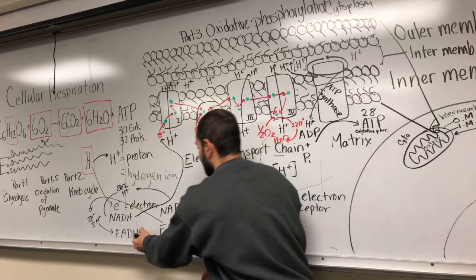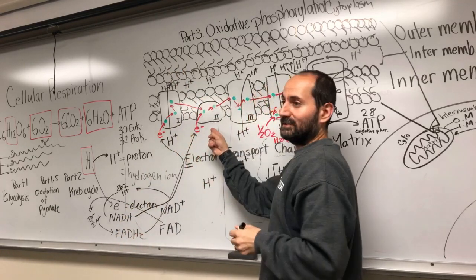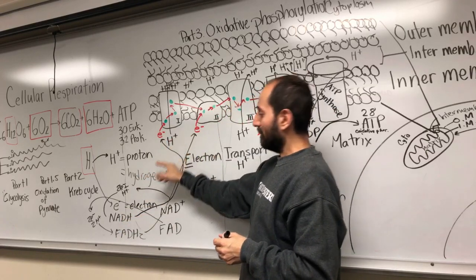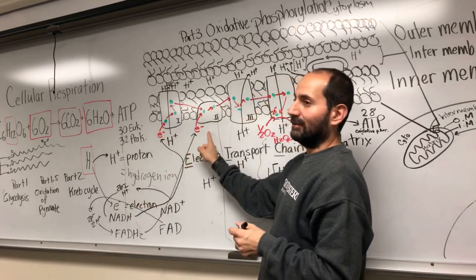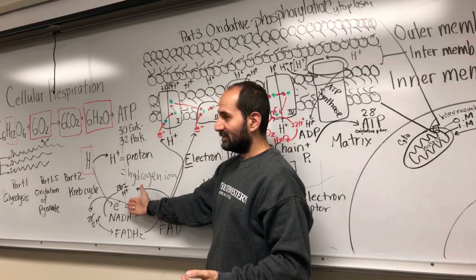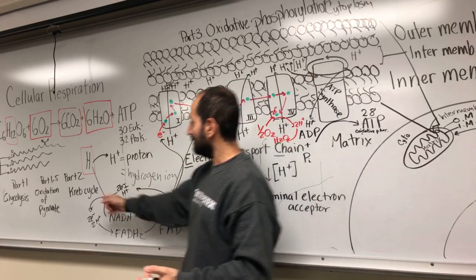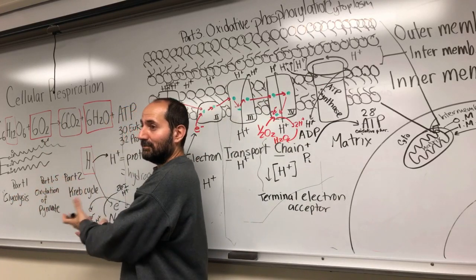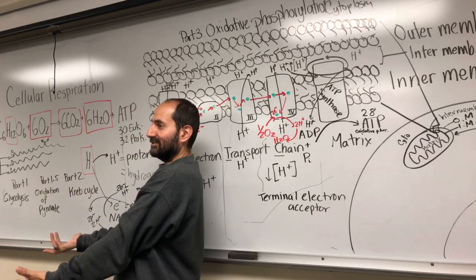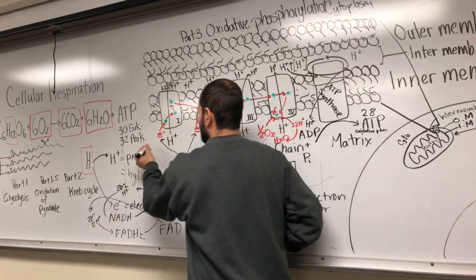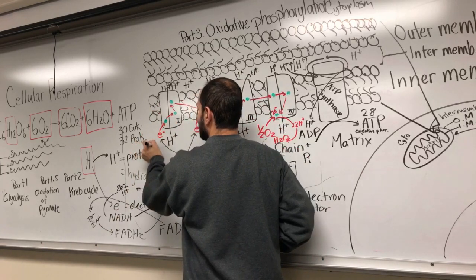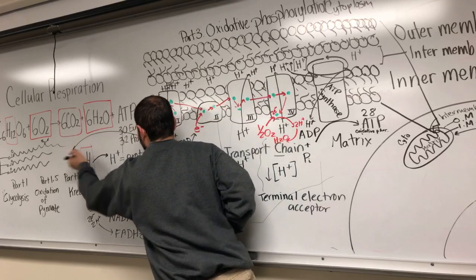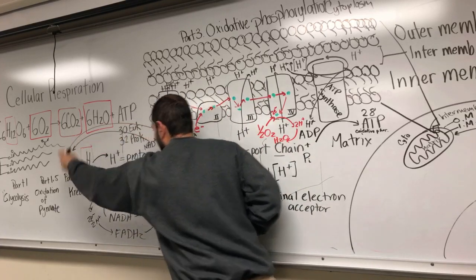FADH2 drops off electrons at complex 2. Does that make sense? NADH drops off the H here at complex 1. FADH2 drops off here at complex 2. And where do you make these NADH and FADH2? In part 1, part 1.5, and part 2. That's where they pick up the electrons, where they pick up the H's. And then once they drop off, they become NAD+ again and FAD again, and then they go back, like a UPS service, get more, and keep coming back.